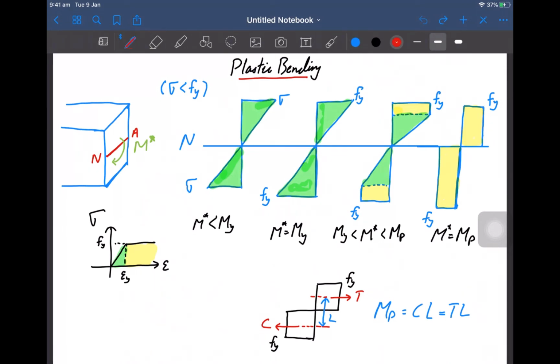So for this stress block over here, if you do sum of forces equals zero, the translational equilibrium, you'll get that the tensile force is equal to the compressive force. And what that tells us is that the area in compression is equal to the cross-sectional area in tension. That area is on the solid, okay?